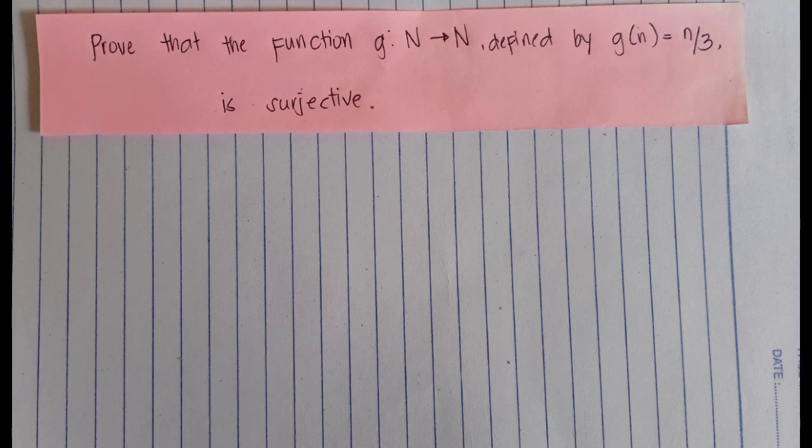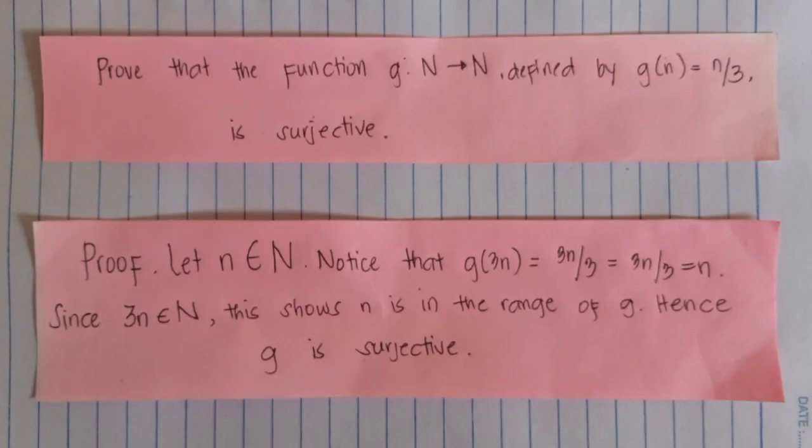Prove that the function j from N to N defined by j(n) equal to n over 3 is surjective. Proof: let n be an element of capital N. Notice that j(3n) is equal to 3n divided by 3, which is equal to n. Since 3n is an element of capital N, hence j is surjective.